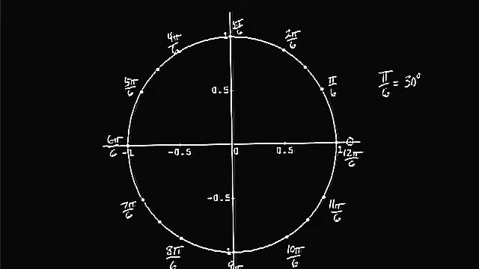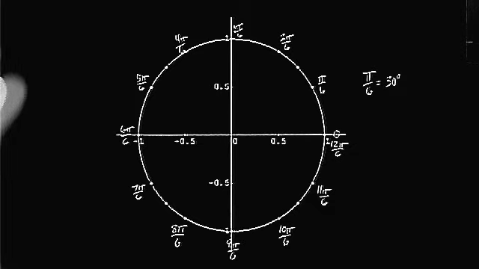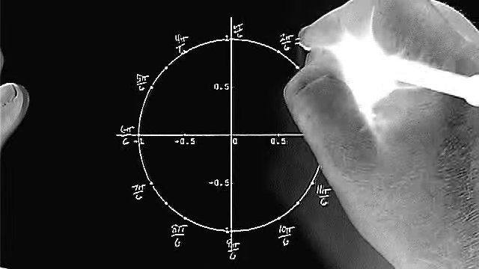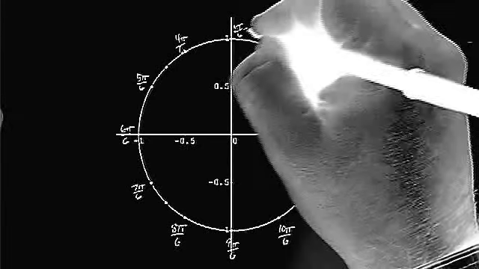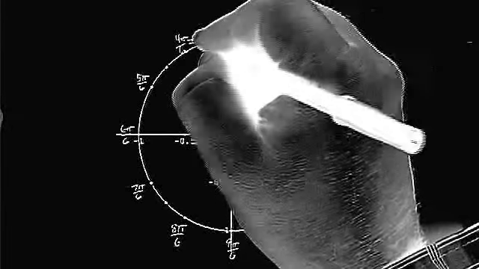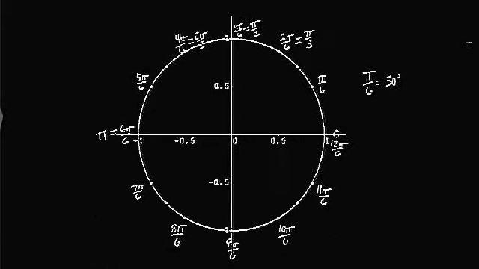So, we have hit almost all of the major points around the circle. Some of them can be reduced. For instance, this is 1 pi over 3. This is pi over 2. This is 2 pi over 3. This one, just plain old pi.